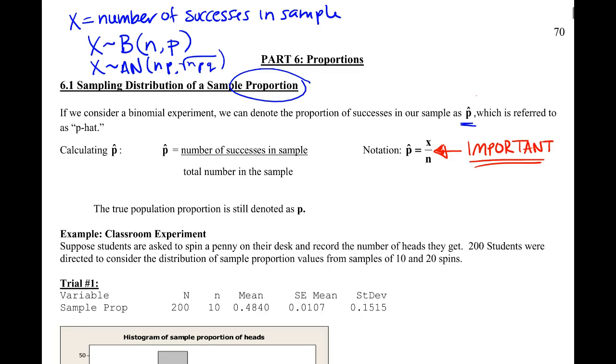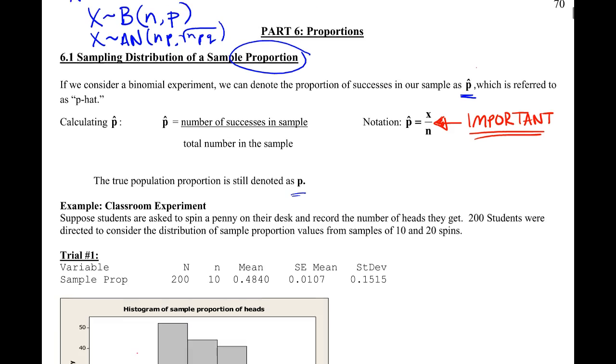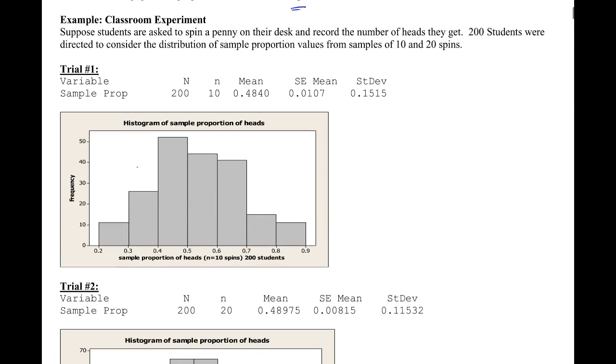And it totally makes sense. If you want to find the proportion of successes, just see how many successes there were over how many total trials. And then we still denote P. Before this was our probability of success, but that's the same thing as the proportion of successes. When we talked about probability of success, that was the true probability. And now we're talking about our true proportion of successes, or the population proportion of successes. So the first thing we have here is a classroom experiment. This is similar to what we will have done in class on Tuesday.